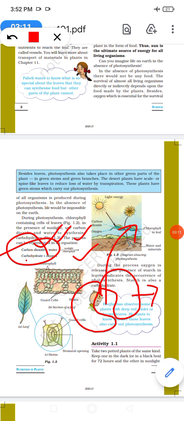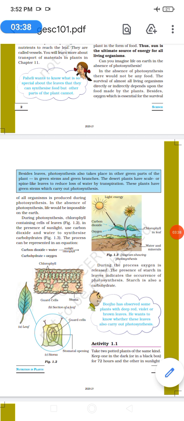Water is absorbed by the roots of the plants and given to the leaves for doing photosynthesis. We get sunlight from the sun, and that is why photosynthesis happens only during the day. And the other thing is chlorophyll. Chlorophyll is a green pigment which is present in the plants, in the leaves, in the chloroplasts.